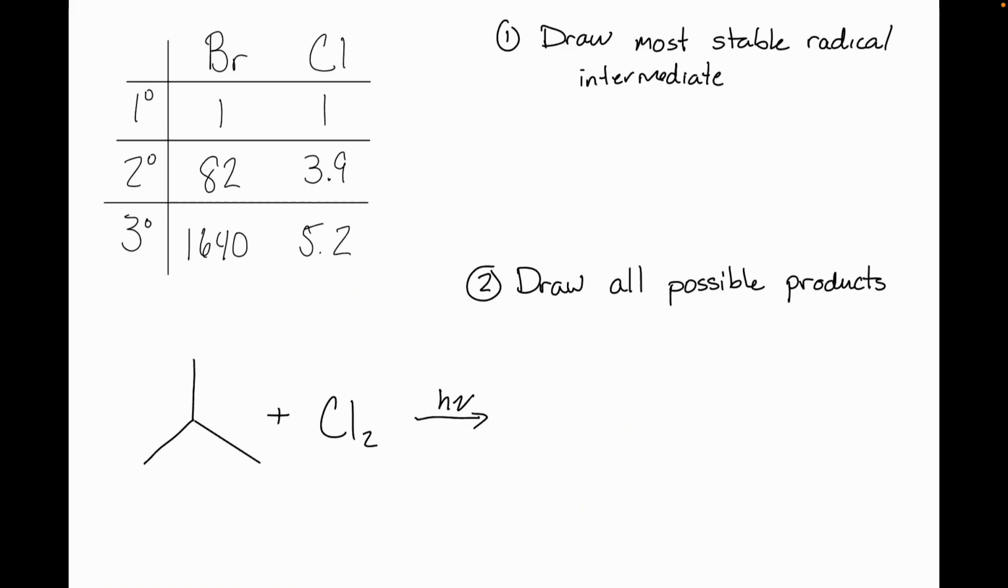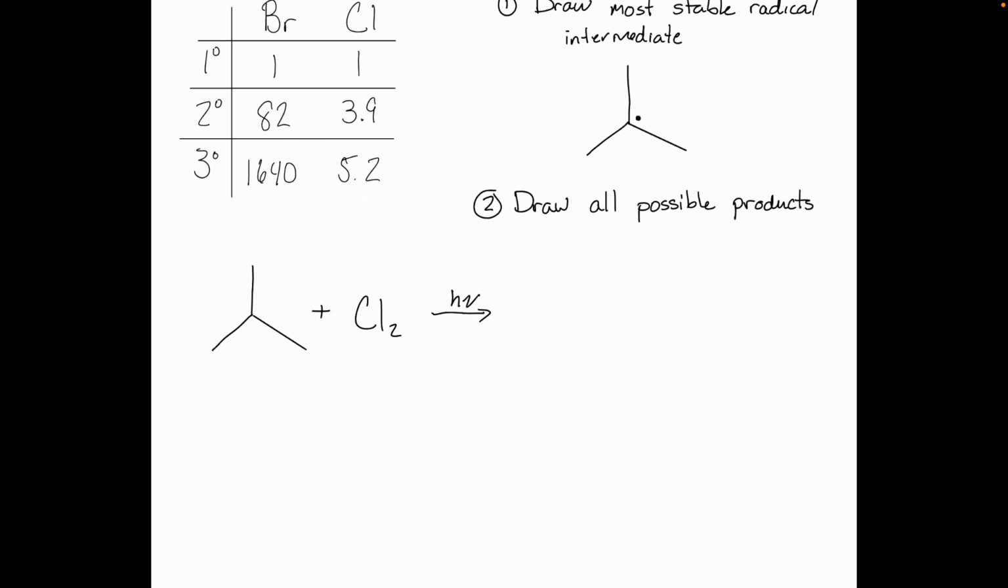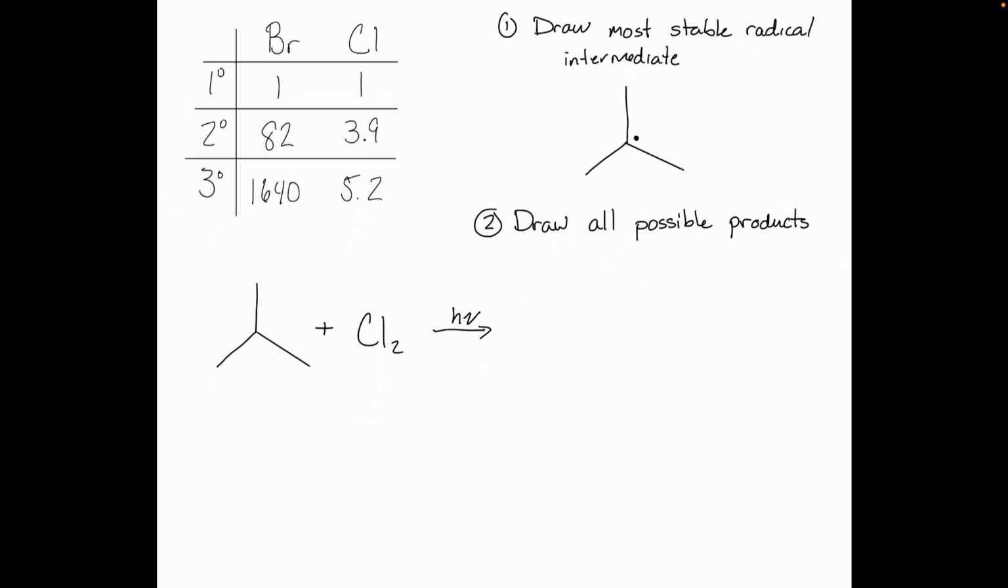All right, so that most stable intermediate, that radical, that dot, is going to go on the more substituted carbon, which in this case is that tertiary carbon in the middle. And then how do I draw all possible products? You're going to just stick a chlorine on all the carbons that can possibly react, right? Which is any one of them that isn't a quaternary carbon. As long as it's not a quaternary carbon, it could possibly be reactive.